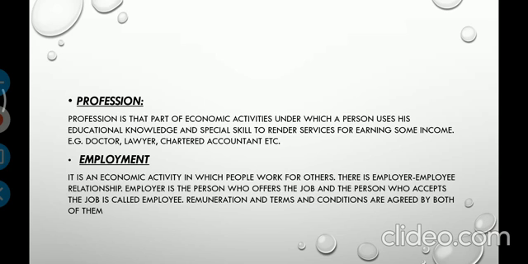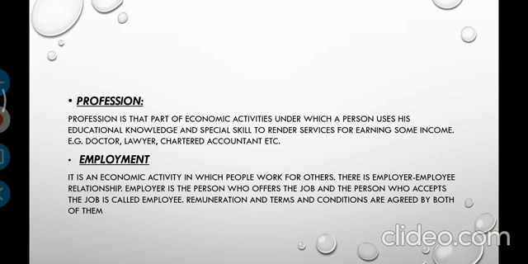Okay, and what is the last point? Employment. Employment is an economic activity in which people work for others. There is an employer-employee relationship. Two people are there. One is the company that hires people, and they are employers, and the people who work for that company are employees. So there is a relationship of two people, employer and employee. The employer is a person who offers the job, and the person who accepts the job is called the employee.